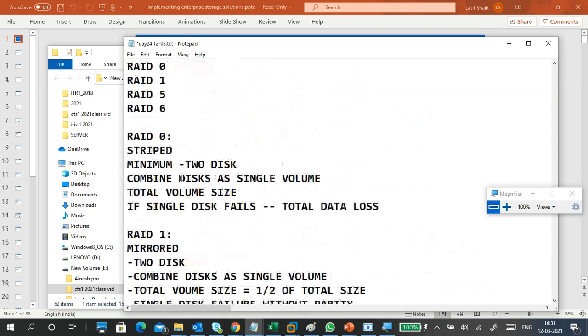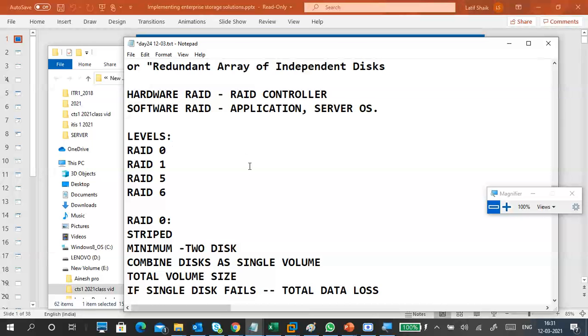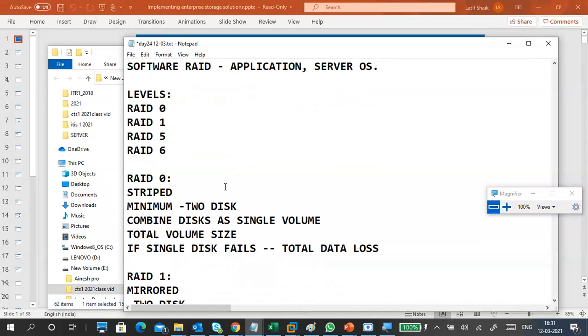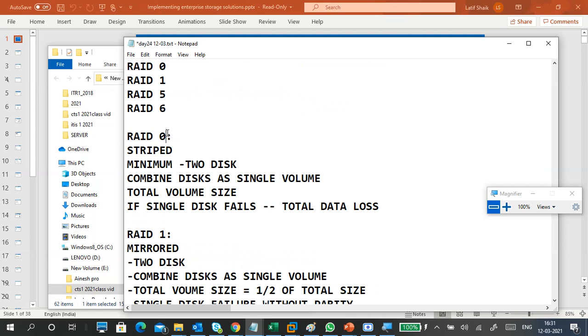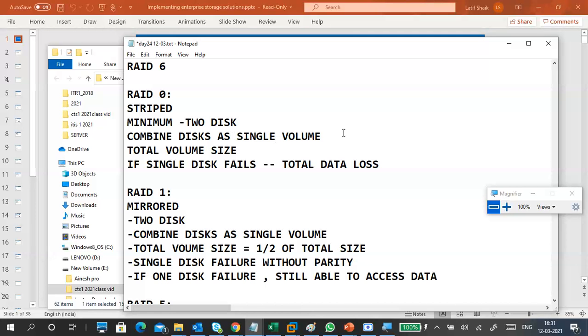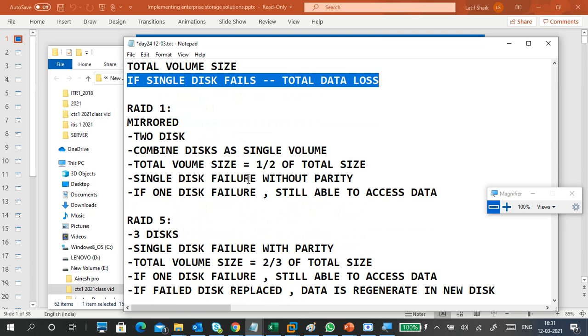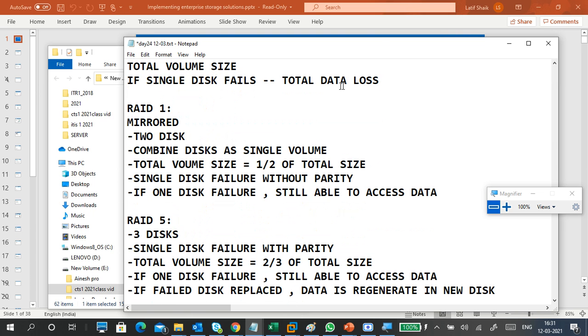Okay, so what is RAID? Redundant array of independent disks, or inexpensive disks. RAID has different levels. RAID 0 means a striped volume, a combination of two or more disks becoming a single large volume, and you get the total volume size. And if one disk is lost, it is total data loss. If any disk fails, total data loss. Even a single disk failure means total data loss.